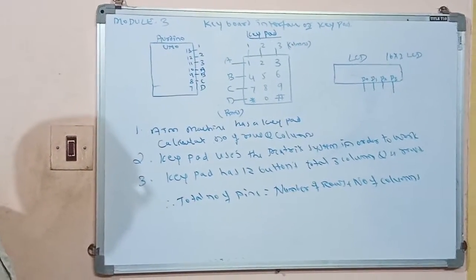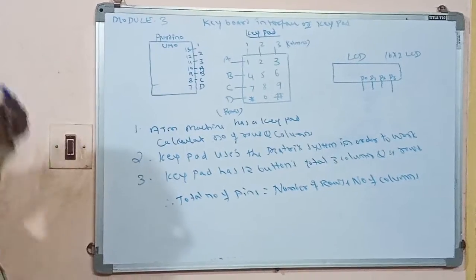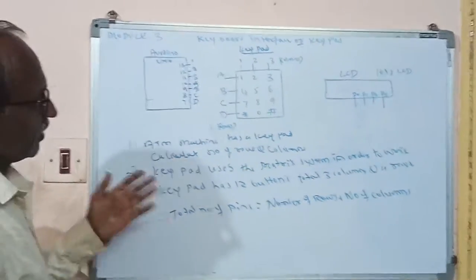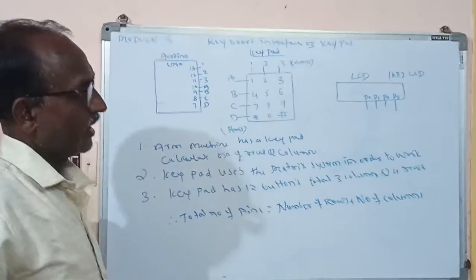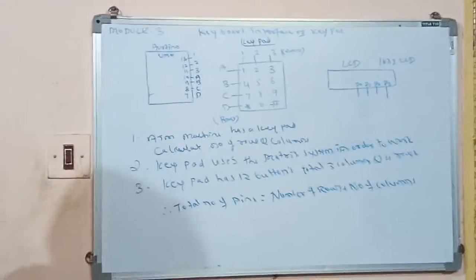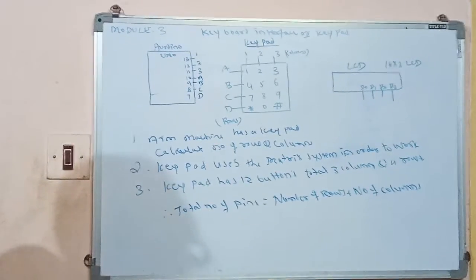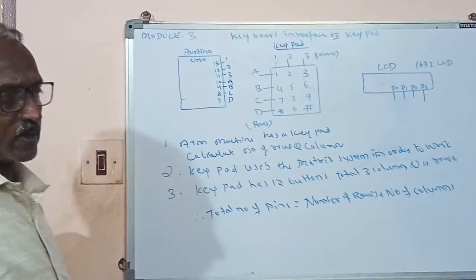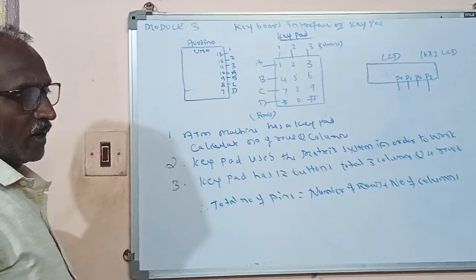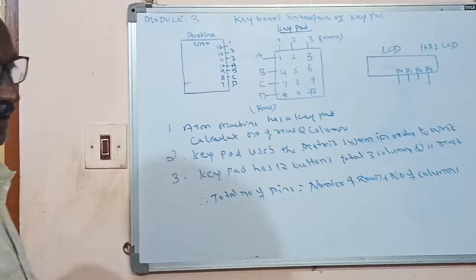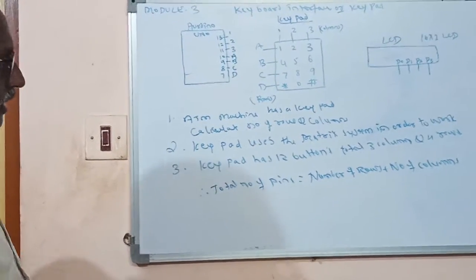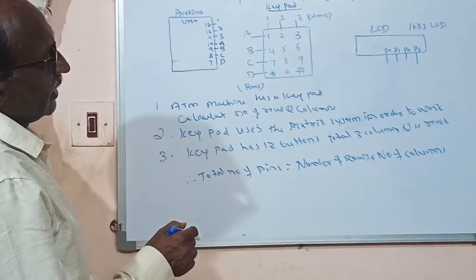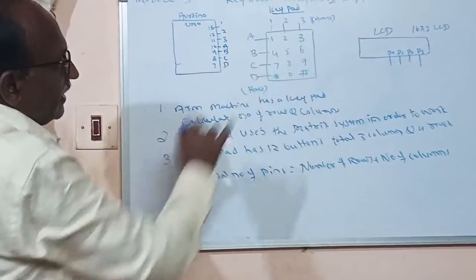So in module 3, another important experiment is known as keyboard interface or keypad interface. It is an important experiment from the experimental point of view as well as the theoretical point of view. Here we are going to learn how to interface the keyboard. There are several types of keyboards, ATM keyboards and computer keyboards, but the philosophy of keyboard interfacing is the same as keypad interfacing.